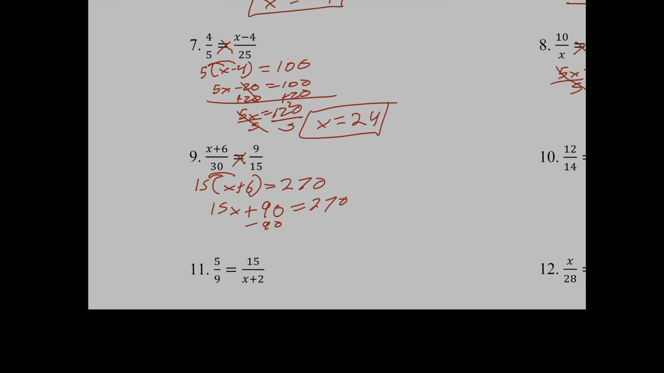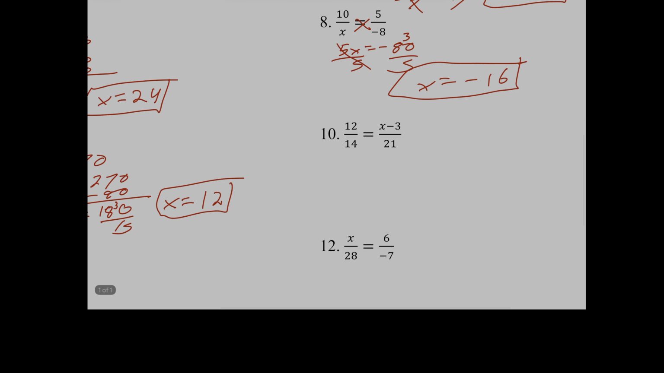Now I'm going to subtract 90 from both sides. Boom. 15x equals what is 270 minus 90? That is going to be a 180, it looks like. Okay? Divide each side by 15. How many times will 15 go into 18? Well, once. I'm going to have 3 left over. How many times will 15 go into 30? Twice. Done.